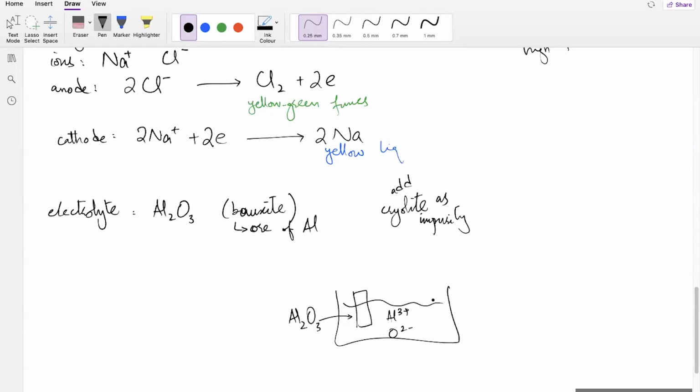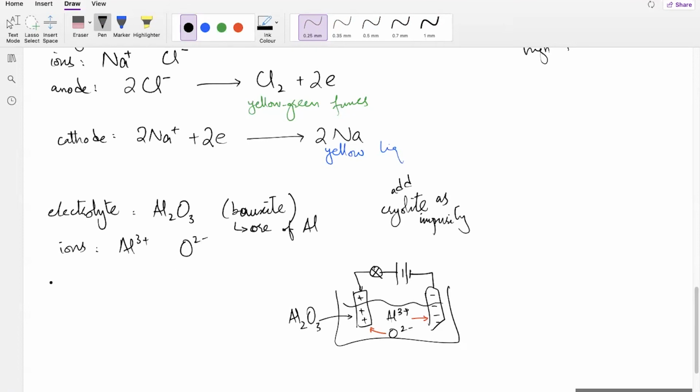So you dip the two electrodes that you have, you connect them to a battery because you want a source of electricity, a bulb to know whether current is flowing or not. And there you go. Now you're ready. So this side is positive and this side is negative. So what's going to happen? The oxide is going to go here and aluminium is going to go here. So what happens? What ions do you have? You have aluminium ion and you have oxide ion.